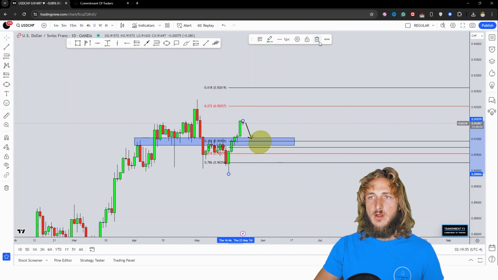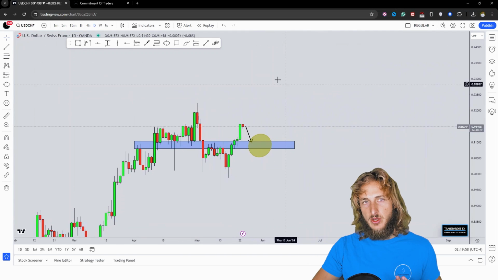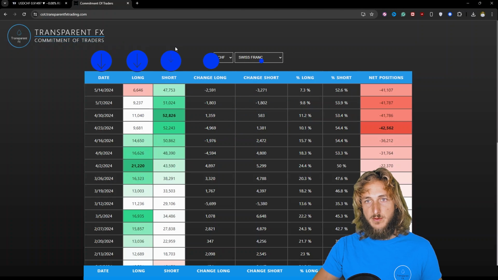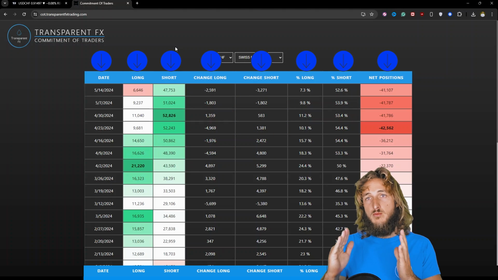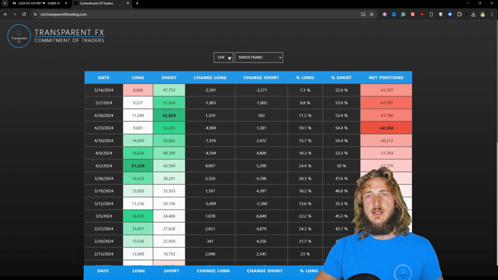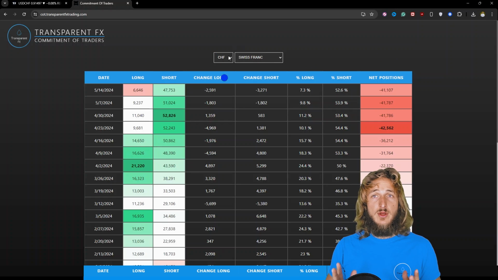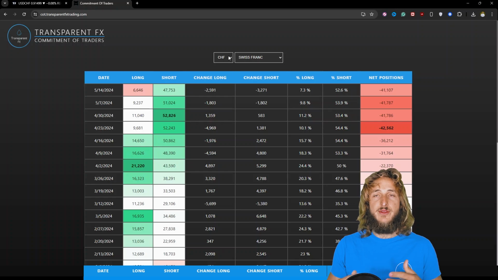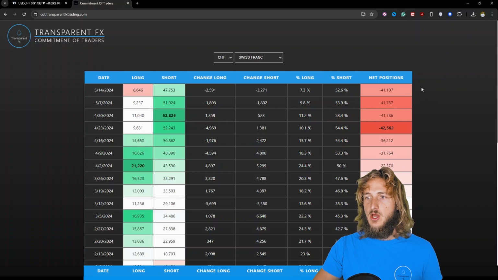Now, what do I mean when I say institutional longing? Well, that is what I refer to when I'm looking at the commitment of traders and I see institutions that are moving to one particular side of a pair. Now, if we look at the data precisely for the CHF, we have to keep in mind that already we're looking at CHF USD because all currencies on the spot are traded against the USD.